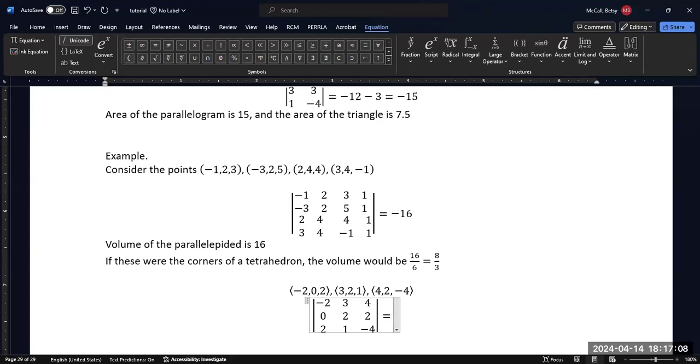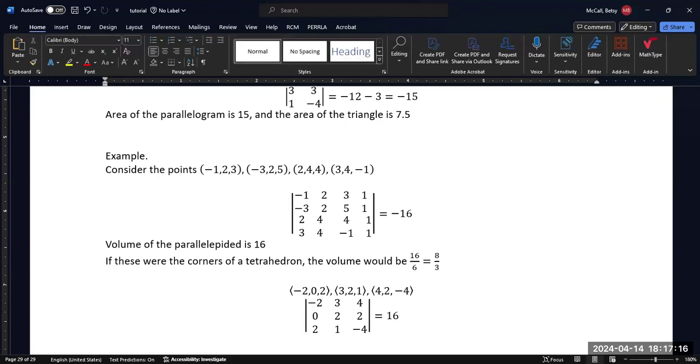And in this particular configuration, I get 16. Again, the sign doesn't matter. And so I would end up with exactly the same answer I had before. The volume is 16, and the volume of the tetrahedron would be 16 over 6, which would be 8 over 3.